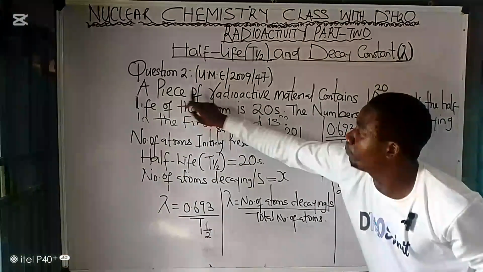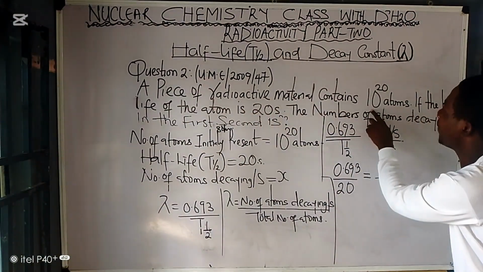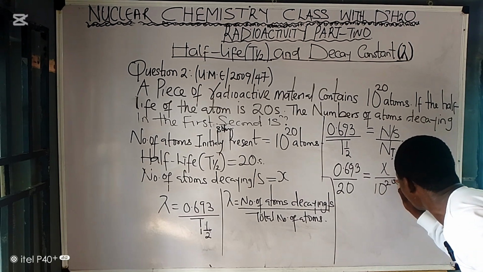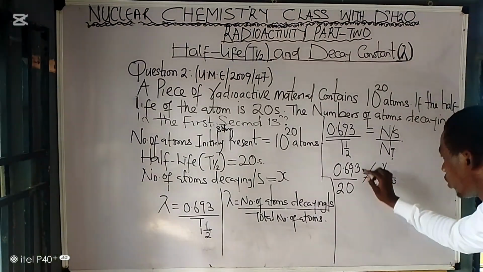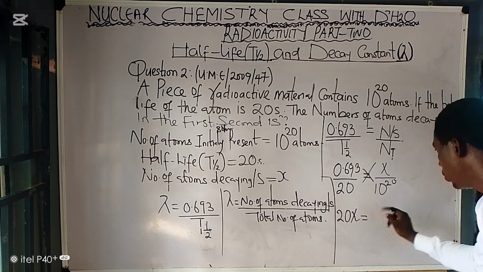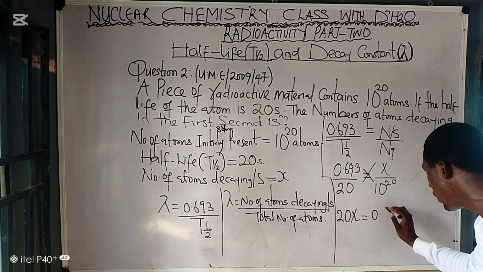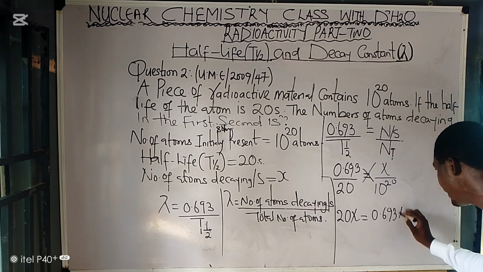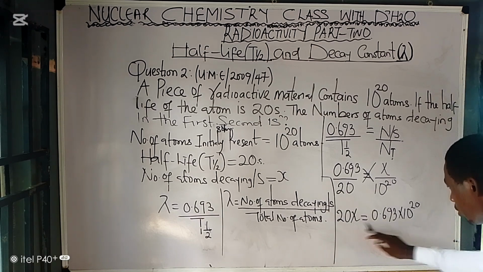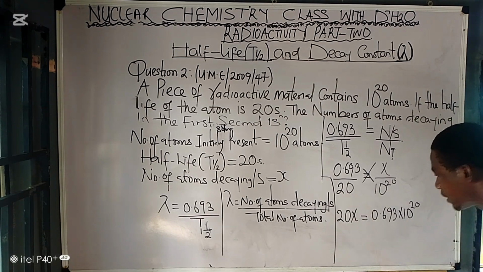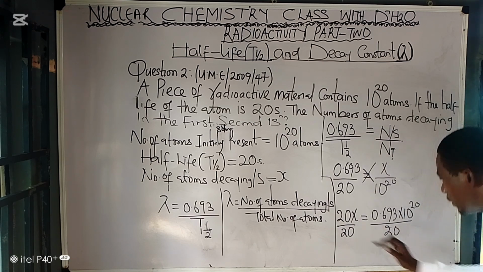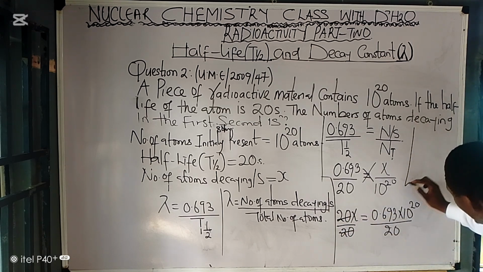They gave us a piece of radioactive material that contains 10 raised to power 20 atoms. So you have 10 raised to the power of 20. What do you do? Simply cross multiply. You have 20x equals 0.693 times 10 raised to the power of 20. Then we divide both sides by the coefficient of x, so we divide by 20. This cancels this.